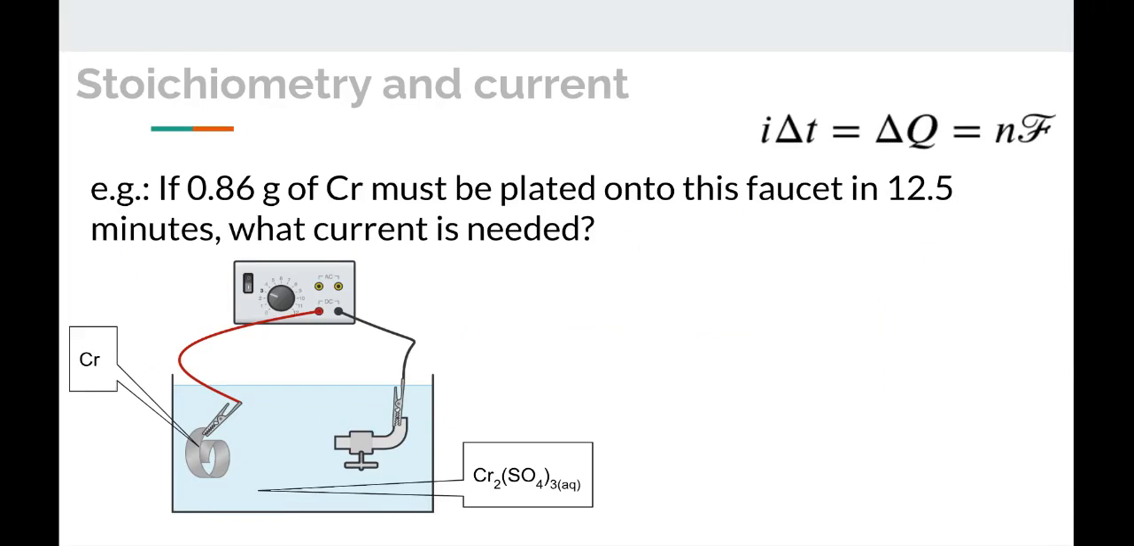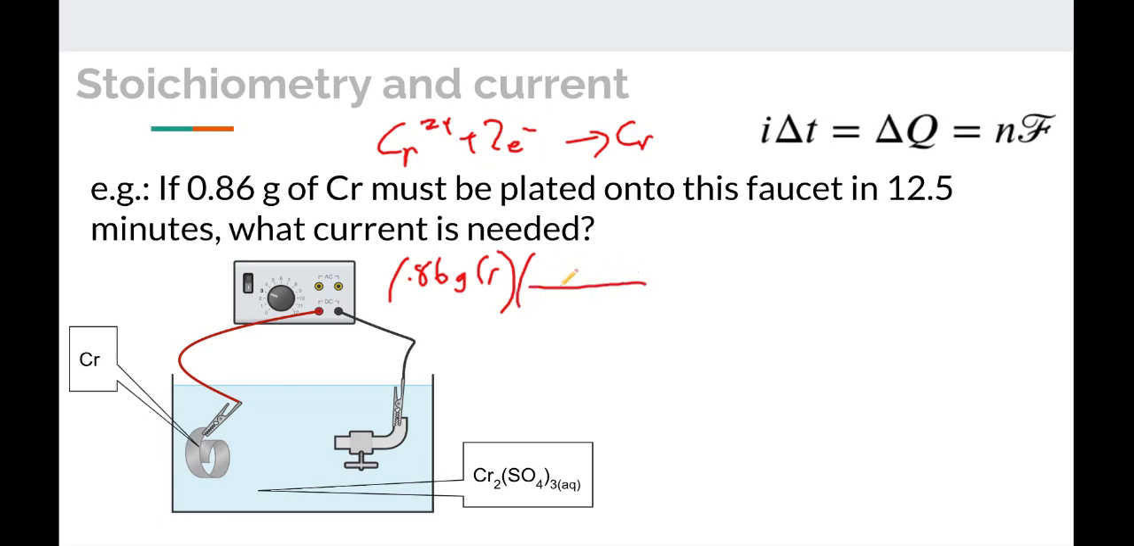First of all, we're going to need something that relates moles of electrons to moles of chromium. And so we'll need the reduction here. Chromium 2 plus is reducing to chromium, and that's going to require 2 electrons. So for every mole of chromium that we form, we have to pass 2 moles of electrons through this system. So I'm going to do this by dimensional analysis. This usually works out really nicely by dimensional analysis. I'm going to start out with 0.86 grams of chrome, and the molar mass of chromium has to be used here because I need moles.